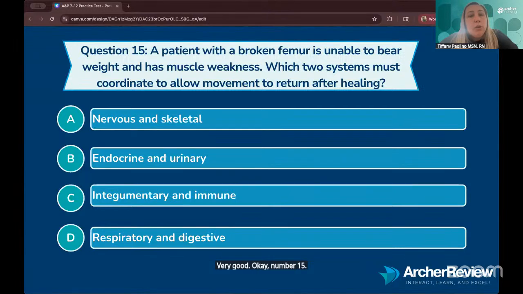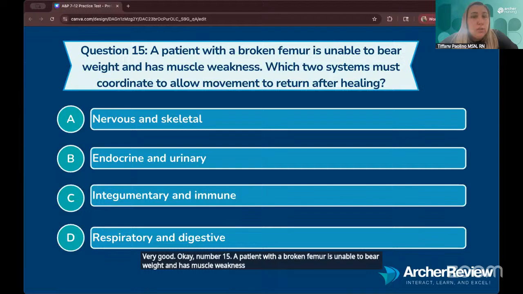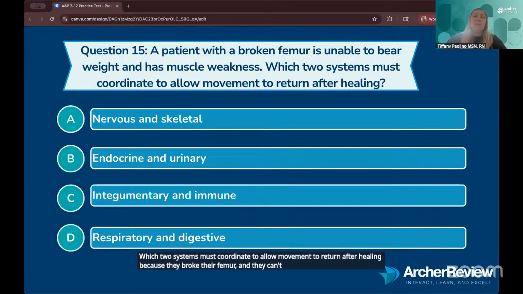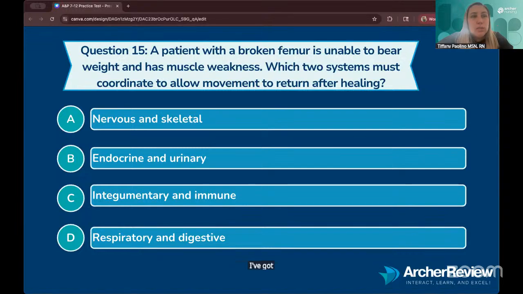A patient with a broken femur is unable to bear weight and has muscle weakness. Which two systems must coordinate to allow movement to return after healing? So basically, which two systems must coordinate to allow movement to return after healing because they broke their femur and they can't really bear weight because they have some muscle weakness? What two systems have to work together?